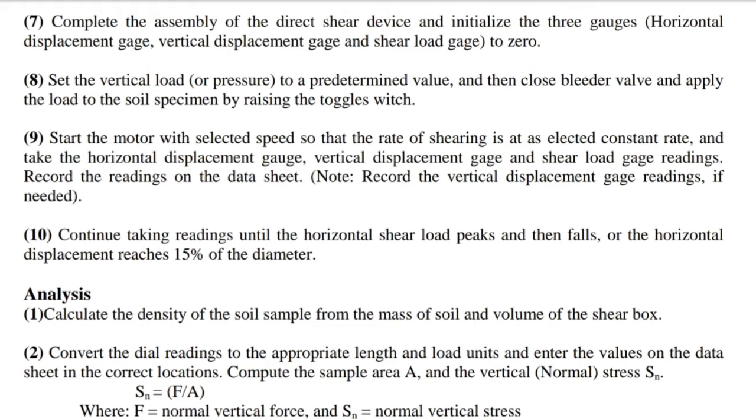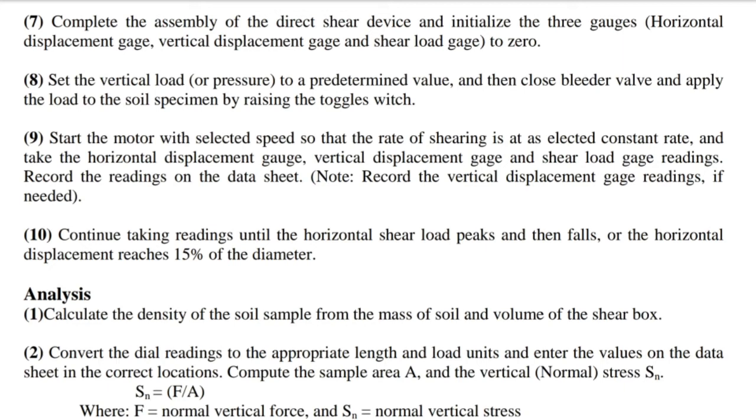8. Set the vertical load or pressure to a predetermined value, and then close the bleeder valve and apply the load to the soil specimen by raising the toggle switch. 9. Start the motor with selected speed so that the rate of shearing is at a selected constant rate, and take the horizontal displacement gauge, vertical displacement gauge, and shear load gauge readings. Record the readings on the data sheet. Note: record the vertical displacement gauge readings if needed. 10. Continue taking readings until the horizontal shear load peaks and then falls, or the horizontal displacement reaches 15% of the diameter.